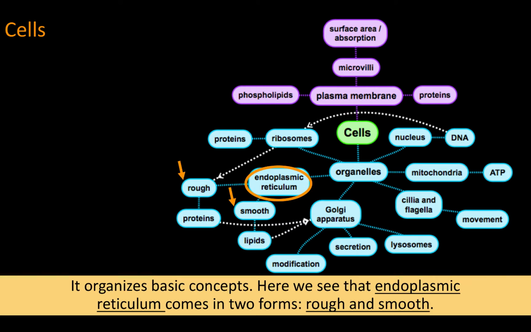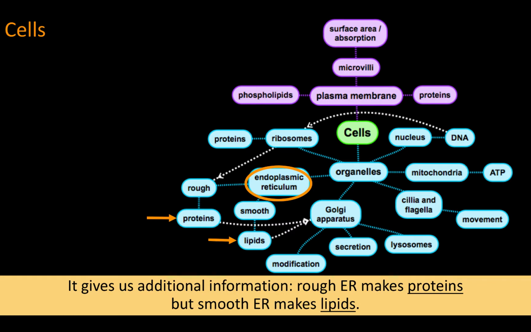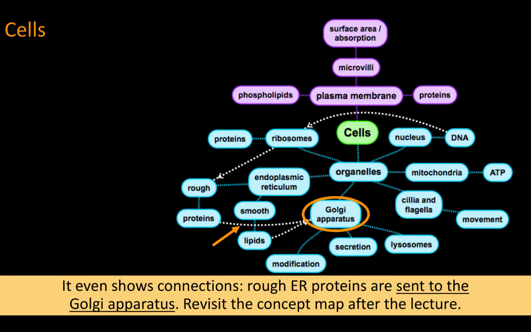It organizes basic concepts. Here we see that endoplasmic reticulum comes in two forms, rough and smooth. It gives us additional information. Rough ER makes proteins, but smooth ER makes lipids. It even shows connections. Rough ER proteins are sent to the Golgi apparatus. Revisit the concept map after the lecture.